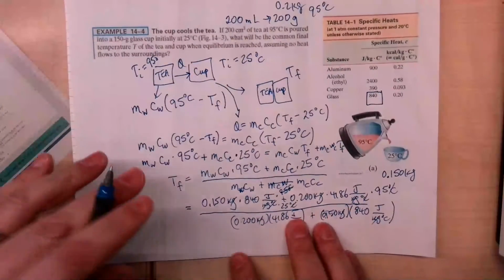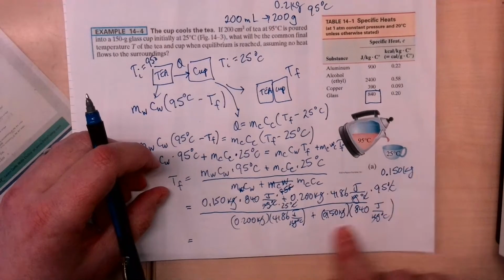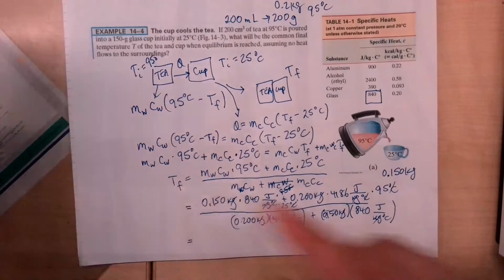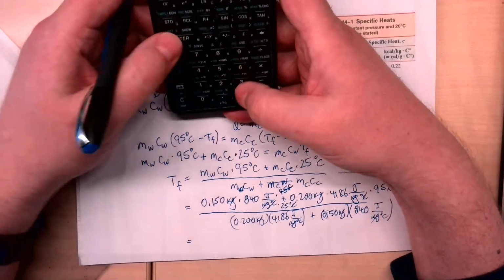Can we get the answer? Hopefully you see that this is going to be joules divided by joules, and this is going to be degrees C on the bottom. That will come up to the top, so we'll get a final temperature. Let's see if we can push through here.